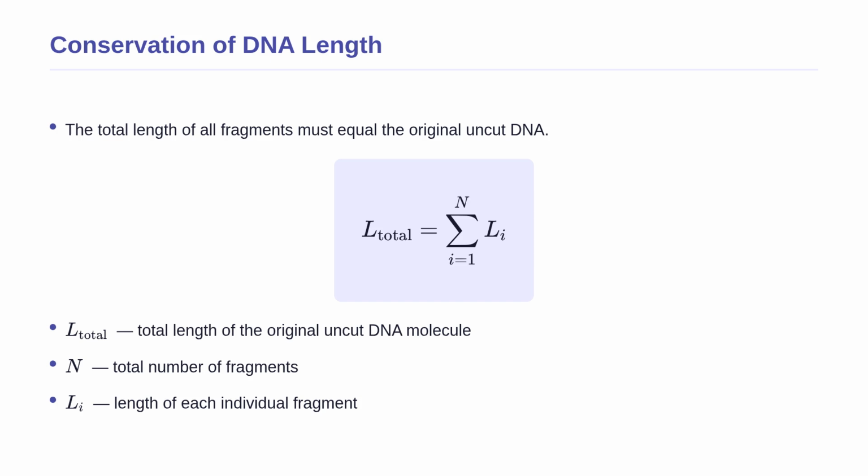Let us define these symbols. L total is the total length of the original uncut DNA molecule, measured in base pairs. N is the total number of fragments. Li represents the length of each individual fragment. The summation symbol simply means we are adding up the lengths of all the individual pieces. If a mutation destroys a cutting site, 2 smaller fragments merge into 1 larger fragment, but the total sum remains exactly the same.